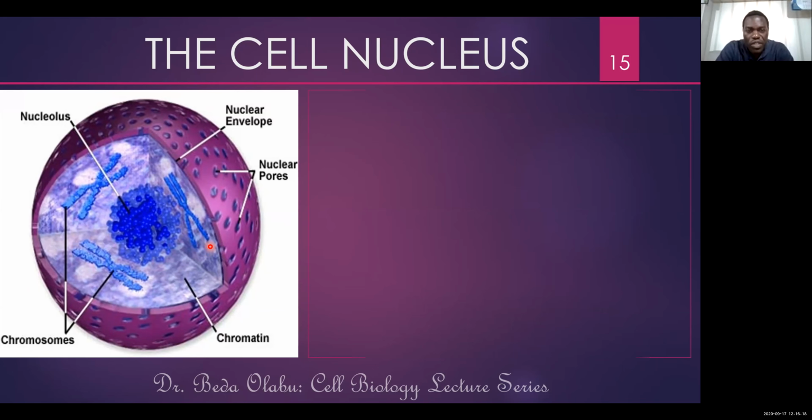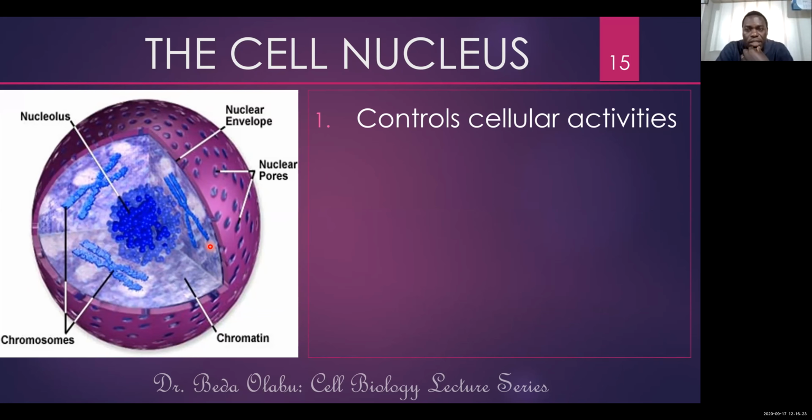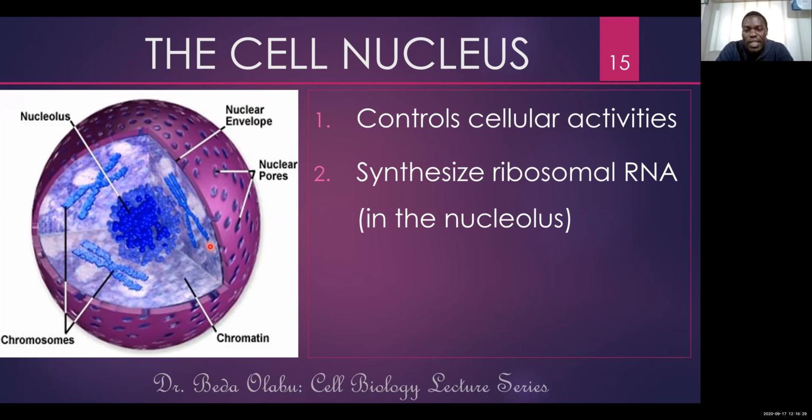What are the functions of the nucleus? The nucleus controls the activities of the cell. The nucleus is also a site for synthesis of ribosomes. You'll be told that ribosomes have two components. Or when you're looking at functions of ribosomes, some of you may have discussed that in your breakout sessions. Ribosomes have two components. They have an RNA component and a protein component.